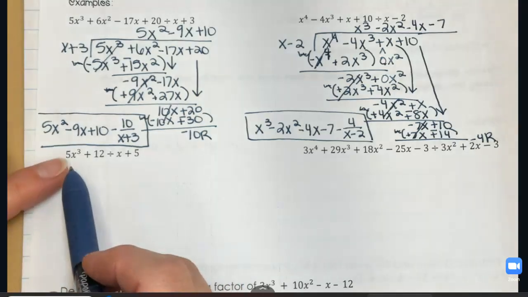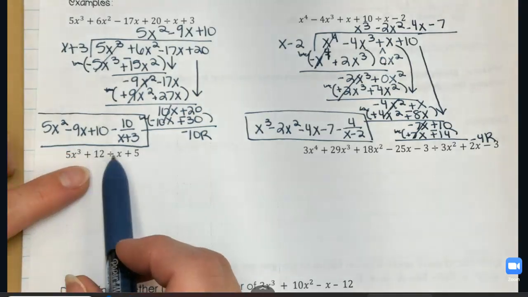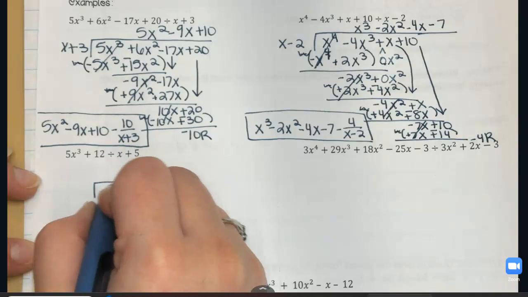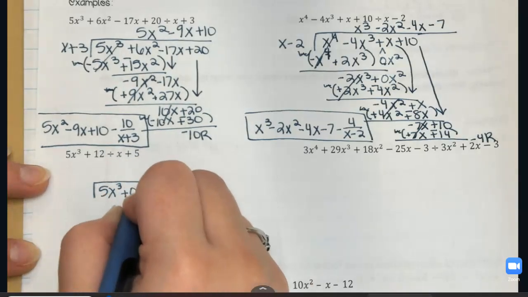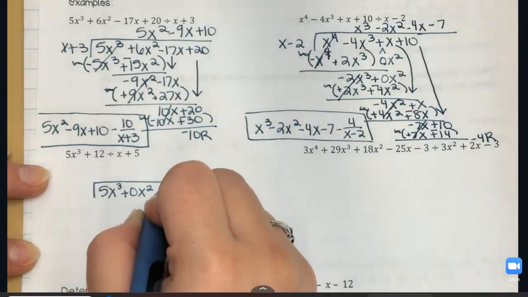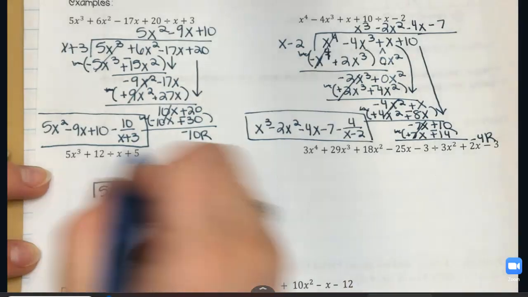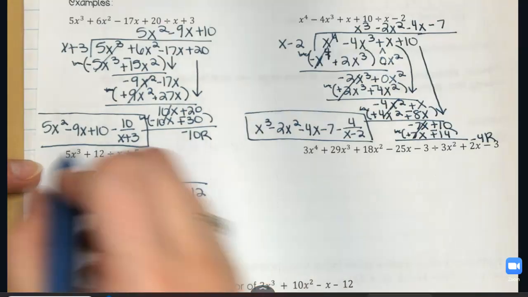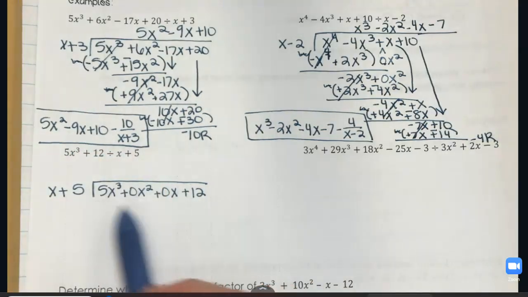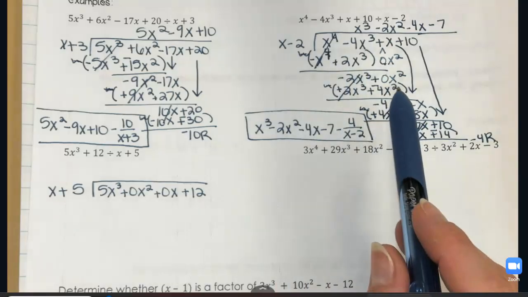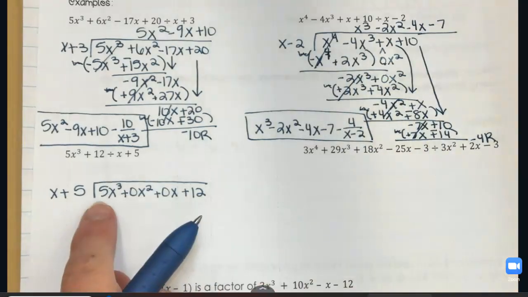Okay, moving on, I now have 5x cubed plus 12. This one is missing several powers. I don't have an x squared, so I'm going to put a placeholder of 0. I don't have an x to the 1, so I'm going to put a placeholder of 0. And then I do have that constant at the end. So this is saving us from running into that issue we did on the previous problem.